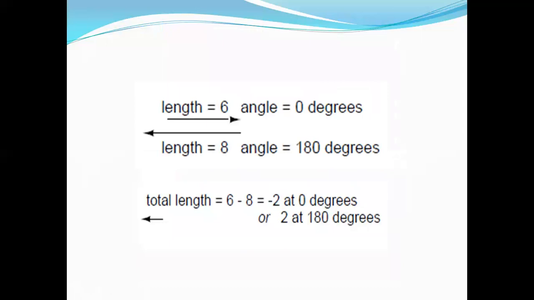Now here the length is 6. This is a vector having length 6 and its direction is towards 0 degrees; the angle is 0 degrees. Another vector has magnitude 8 and its angle is 180 degrees, meaning both are opposite in direction. One is along the 0 degree axis, the other is on the 180 degree axis. Both are opposite, so the resultant magnitude of both is 6 minus 8, equal to minus 2 at the 0 degree axis, or 8 minus 6, equal to plus 2 at the 180 degree axis. In this way, the resultant can be denoted, or the phasor can be represented.